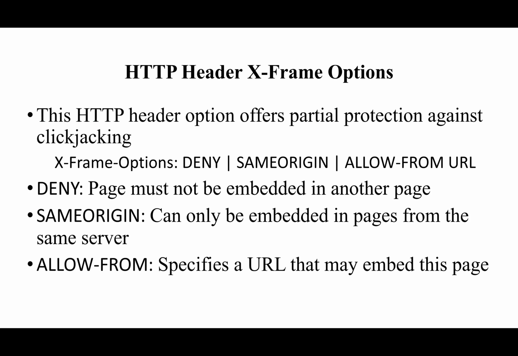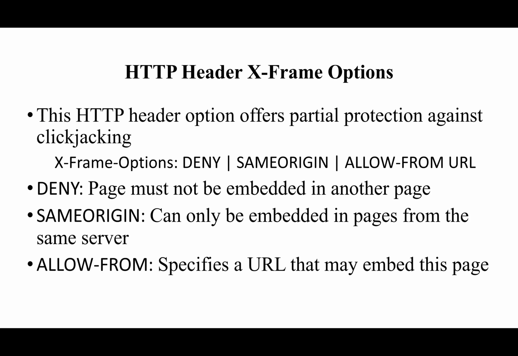Now this is an HTTP header option. It's sent from the server in the HTTP headers, so it's not visible directly by the JavaScript. It's not visible to the user at all. It's in the headers along with all the other options that might be specified. And X-Frame-Options has three possible values: deny, same origin, or allow-from a given URL. If it's deny, that says this page cannot be embedded in another page.